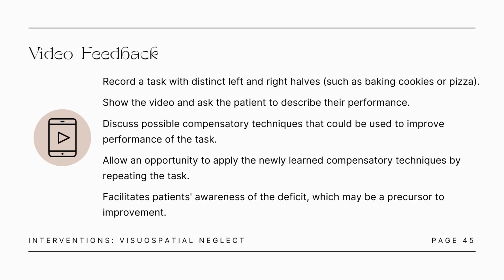Video feedback is the last of the best practice interventions for visuospatial neglect. This is to build awareness of the deficit. It's a cognitive training tool. You can use your patient's phone to record them completing a task that has distinct left and right halves. Baking cookies or a pizza are examples, but I'm also thinking shaving the face, brushing the hair, cleaning a table. Maybe you've placed a tape line down the center of that table.